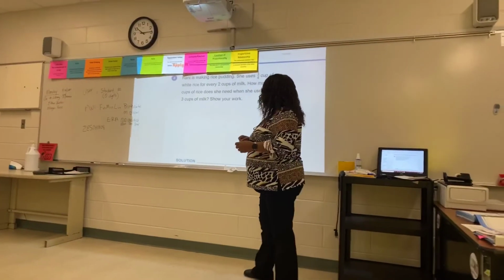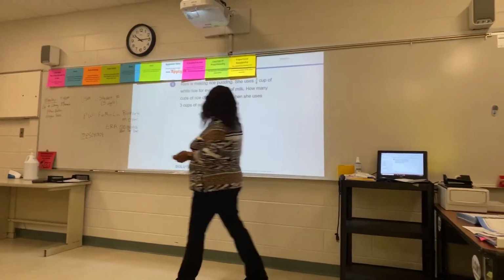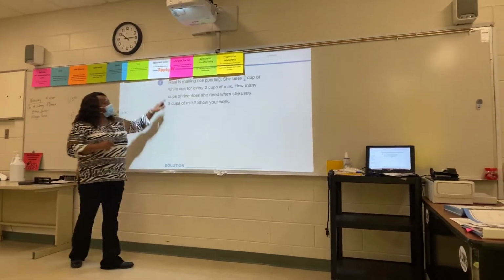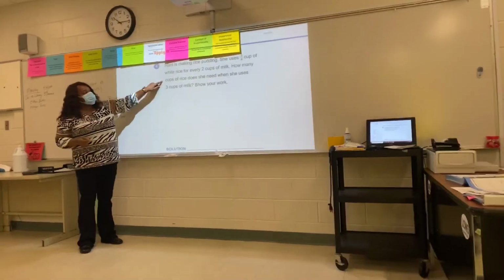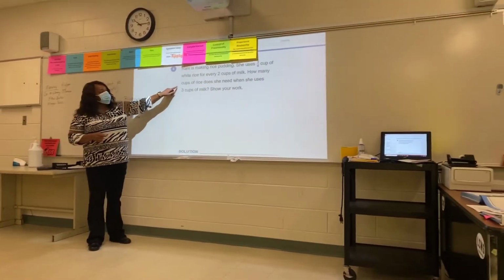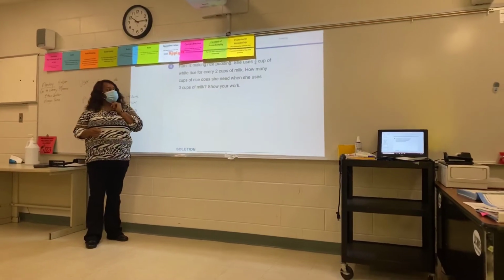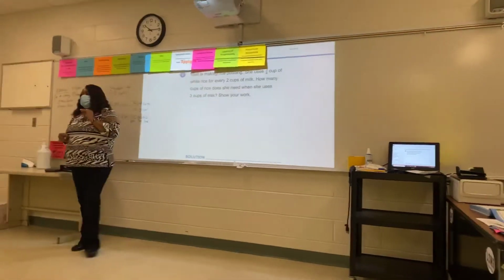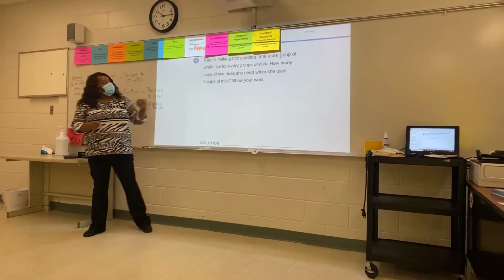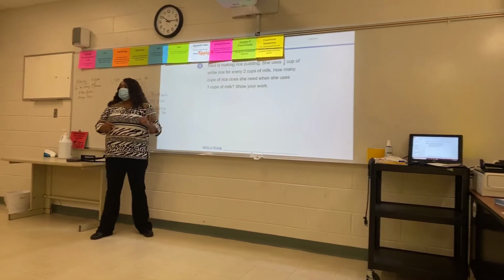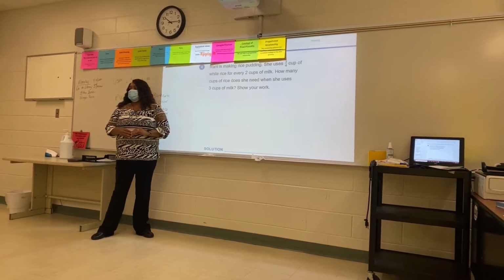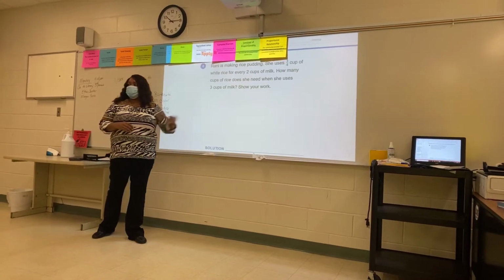Number 4 says Raina is making rice pudding. She uses 3/4 cup of white rice for every 2 cups of milk. How many cups of rice does she need when she uses 3 cups of milk? Ariana, what are we talking about in this problem? Help out, Lexi. What are we talking about in the problem?